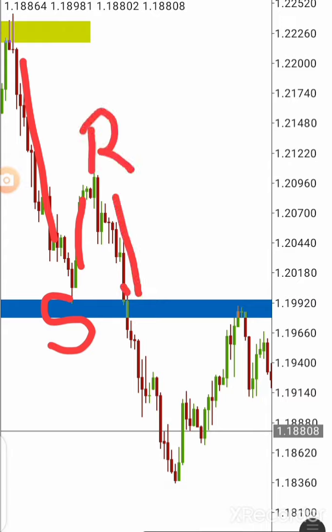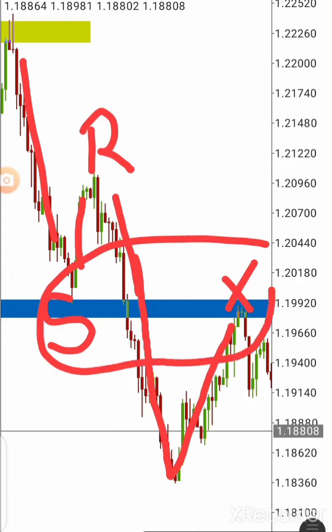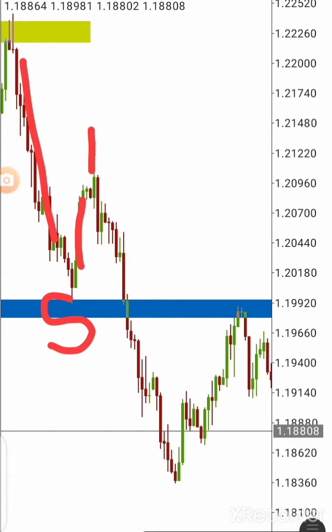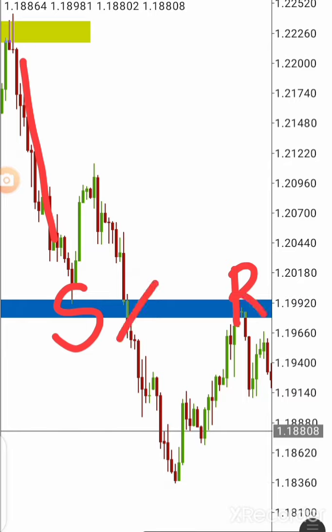It came back to this point, and when it got to this point, what happened? It could have respected this point and went back up, but no, it failed. It rather broke through. After breaking through, price came back again to test this zone. Now, this former support you have here has now become a new resistance. So this zone that was one time a support has now become a resistance because of this break here and a revisit.